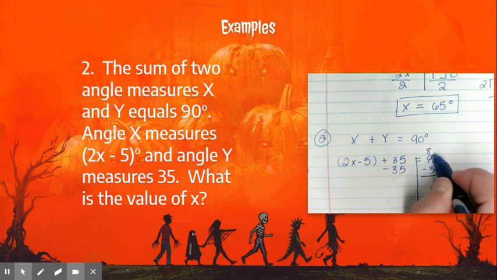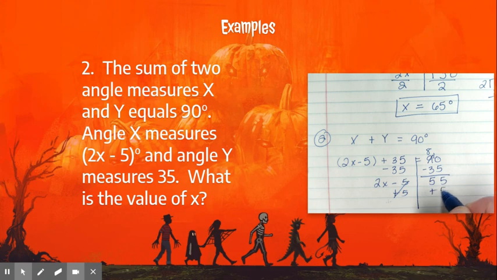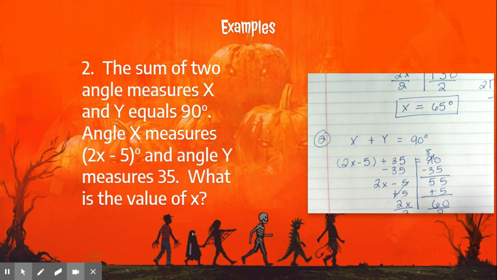Borrow from the 9. 10 minus 5 is 5. 8 minus 3 is 5. Then I'm left with 2x minus 5 here, and I do plus 5 to get rid of that 5. 55 plus 5 is 60, which gives me 2x left here, and then we divide by 2, and x would equal 30.